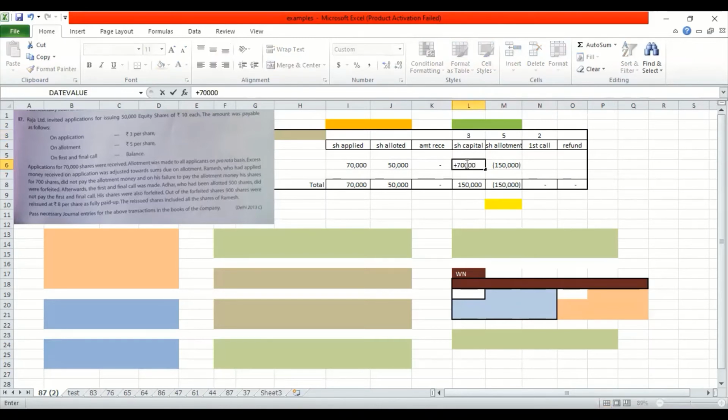70,000 into 3 is what I received. But what am I supposed to? Okay, I just wrote it in the wrong column. It should be here. So this is the amount which I received. What is the amount I should actually take? 50,000 into 3 rupees. So what is the excess amount?